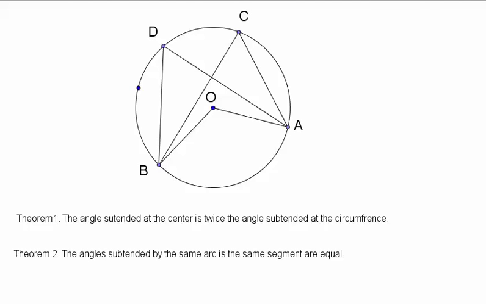Today we are going to look at two circle theorems. The first one says the angle subtended at the center is twice the angle subtended at the circumference. In our diagram here, we have the points A and B, so we have the minor arc AB, and the angle subtended from the arc AB would be the angle BOA, which is this angle here. So we are going to measure that angle first of all to see if this theorem holds true.